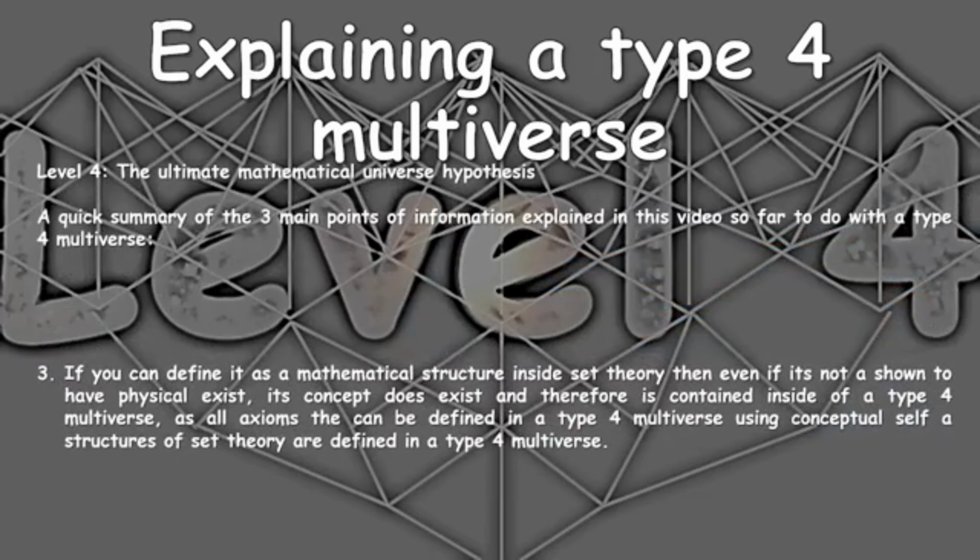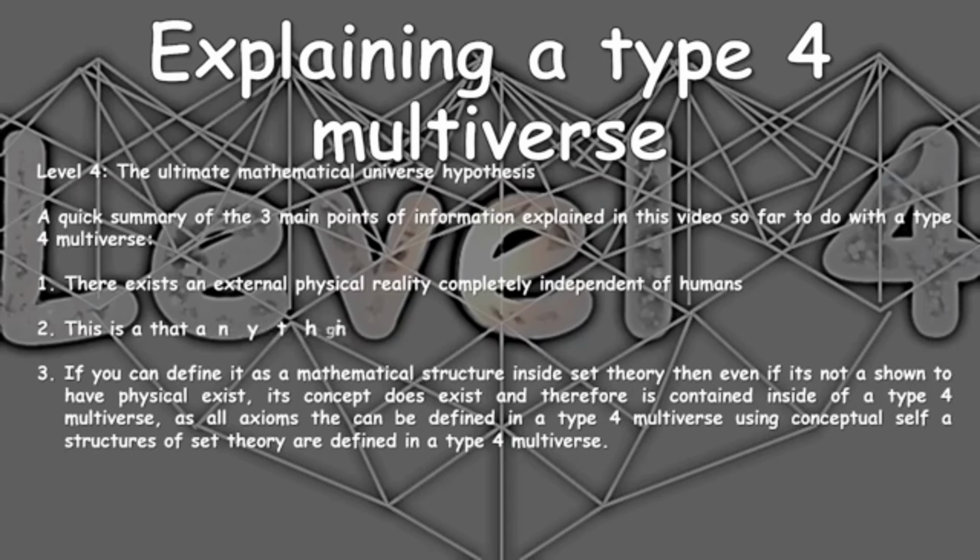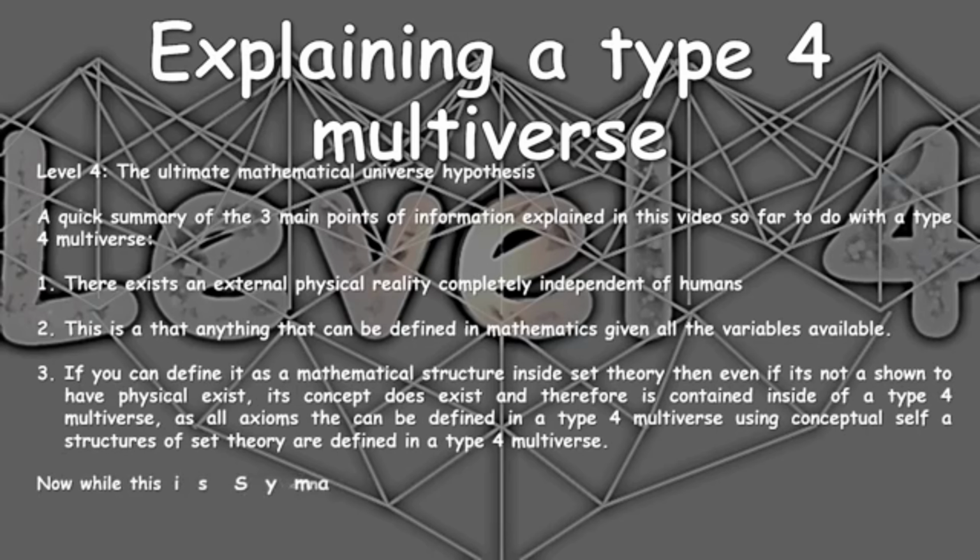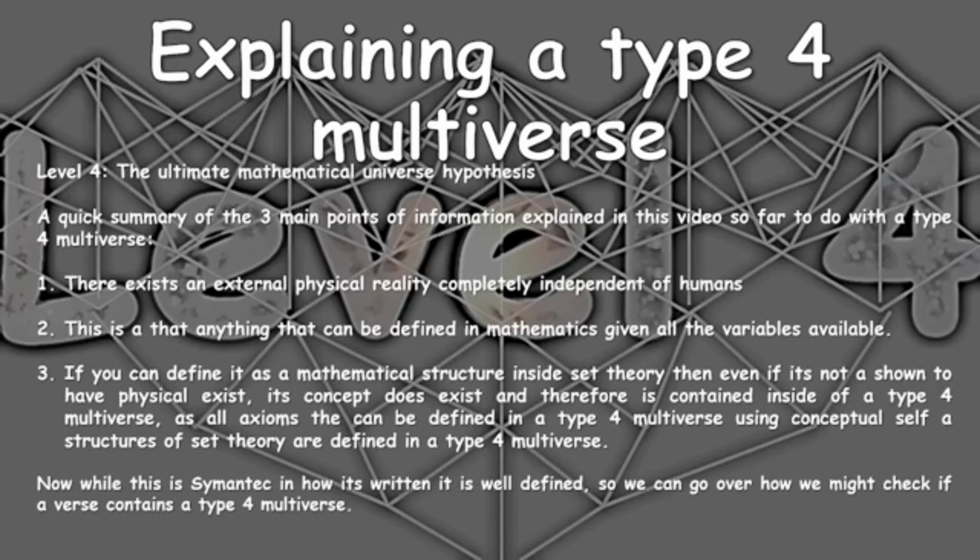So now we'll just put in those two new descriptions as simpler ones to replace the two old ones. The first one, there exists an external physical reality completely independent of humans. Second, anything that can be defined in mathematics given all the variables available. Now, while this is semantic in how it's written, it is well defined. So now we can go over the ways that we can check for a type 4 multiverse, as Tegmark has ways of pointing out if something is a type 4 multiverse.